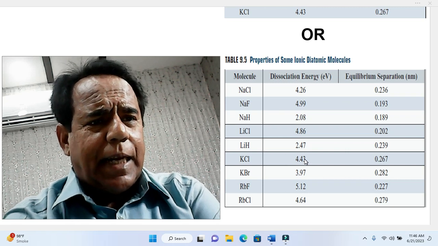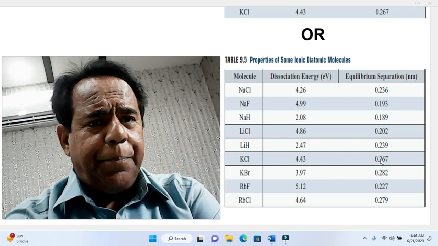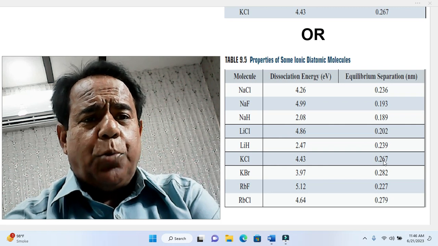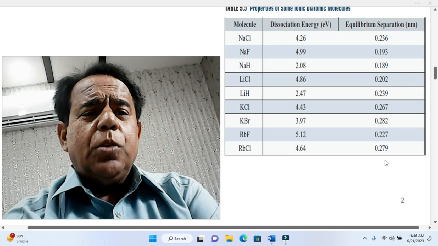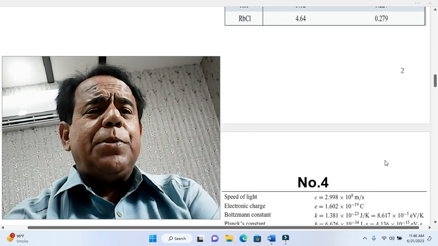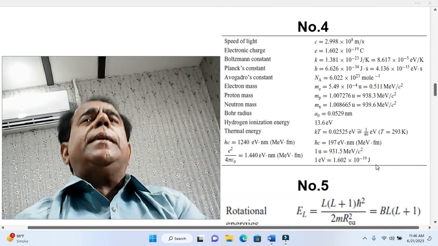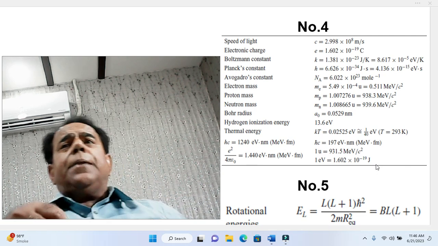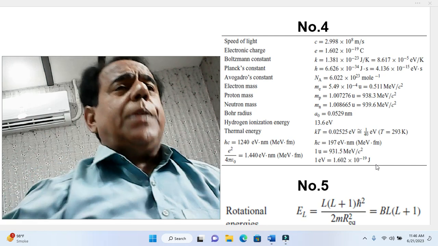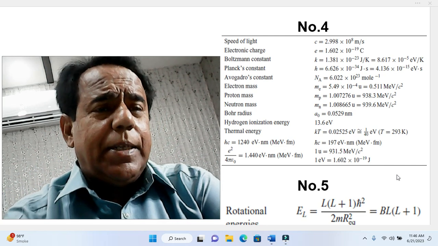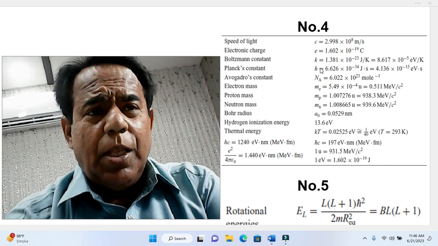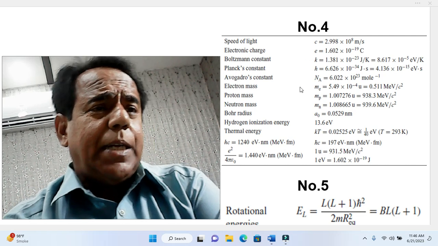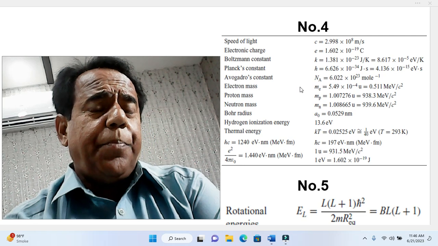Its dissociation energy in electron volt is 4.43, while its equilibrium separation in nanometer is 0.267. Okay, so this table has been shown in its two alternate versions, and the purpose of this table is to ensure that the value of equilibrium separation in nanometer is given in such tables. Okay, this is helping tool number 4. This table has been used several times in our problems, in our videos.